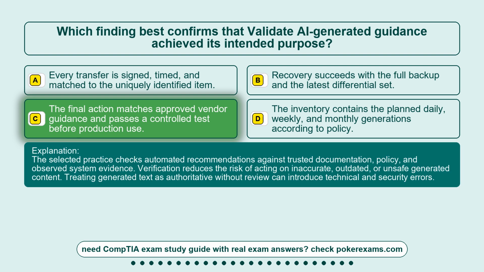The selected practice checks automated recommendations against trusted documentation, policy, and observed system evidence. Verification reduces the risk of acting on inaccurate, outdated, or unsafe generated content. Treating generated text as authoritative without review can introduce technical and security errors.